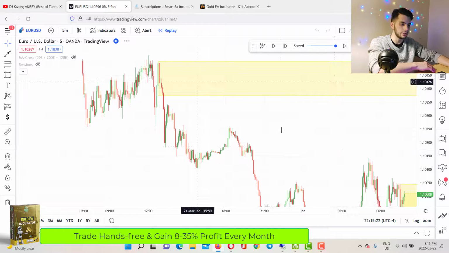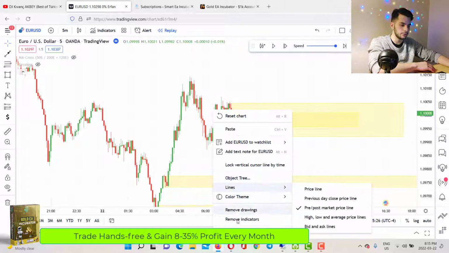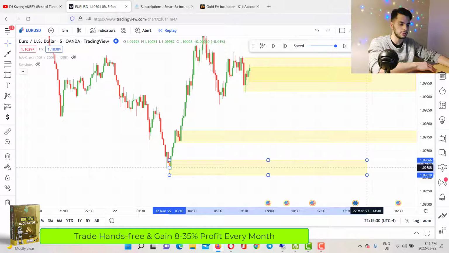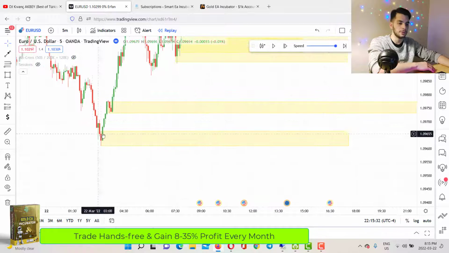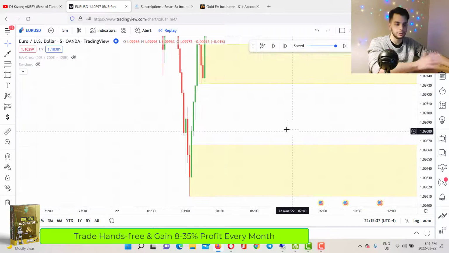Okay, so this is EURUSD, guys. We have this high probability demand zone that I already marked up that is still not tapped into. This high probability demand zone, and the reason is, it's really obvious.